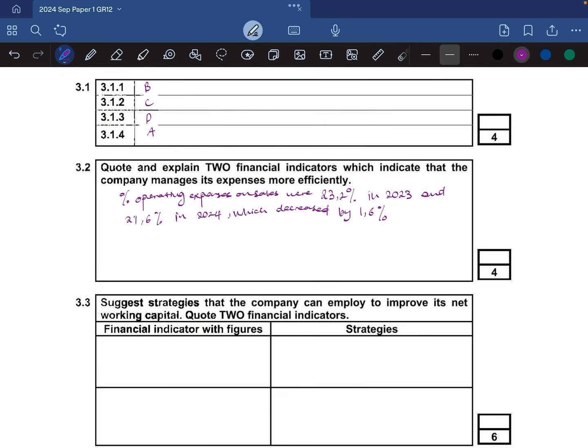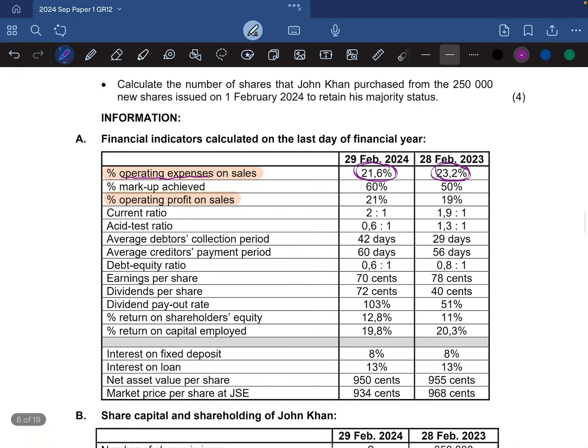And the second one we're going to look at is our percentage operating profit on sales. Okay, so in 2023, we know that our profit was only 19% of our sales, but in 2024, our operating profit on sales increased to 21%, which means that we were able to control our expenses slightly, and we had an increase of 2%.